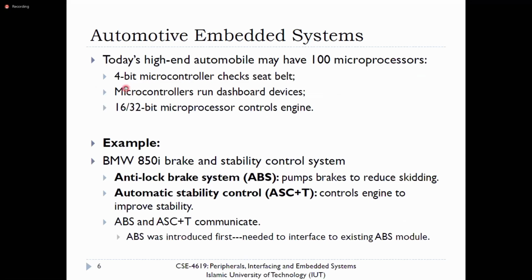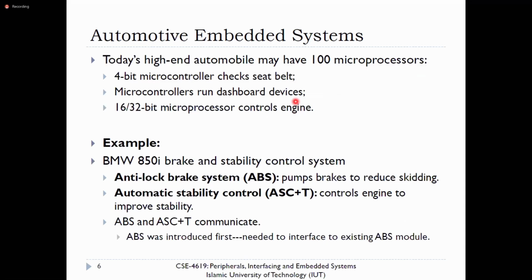Let's say that a 4-bit microcontroller checks the seat belt, and you know that if we don't connect the seat belt, it pops up or gives some alarm signals. So how are those programmed? That is programmed by using some 4-bit microcontrollers, and microcontrollers run the dashboard, so every piece of information is visible to the drivers, or to the users, by using microcontrollers everywhere in your automotive vehicle systems.